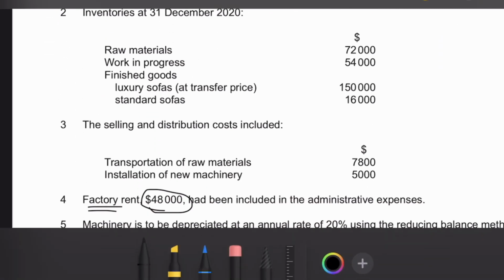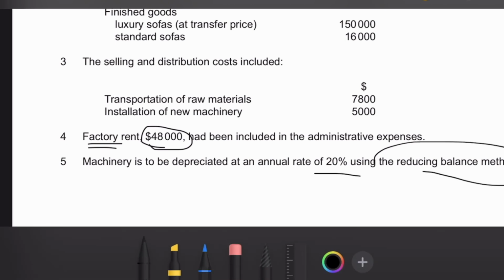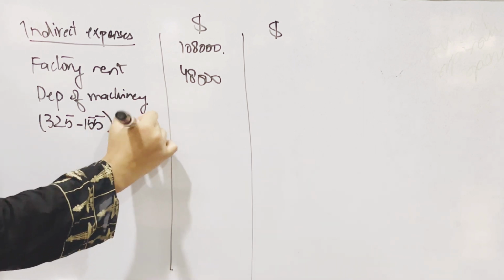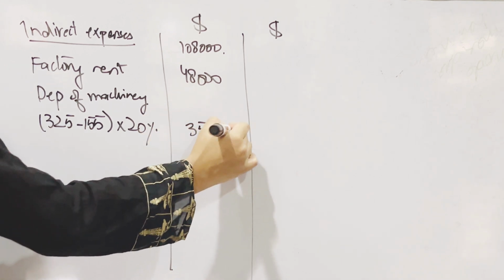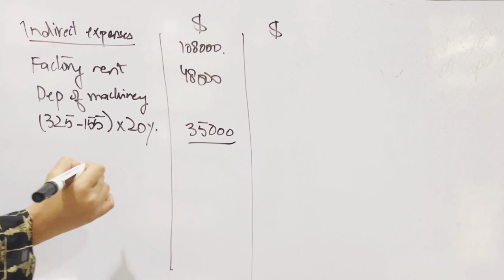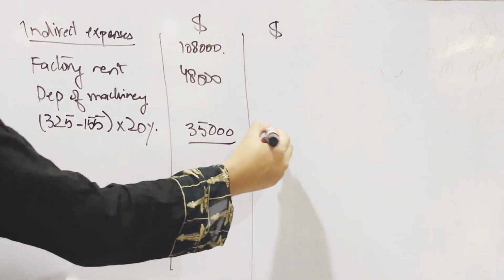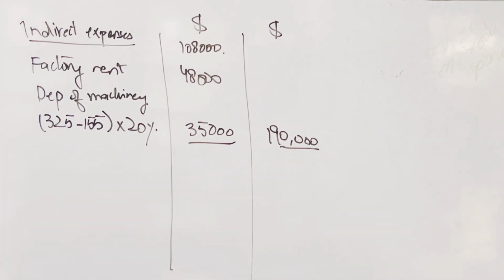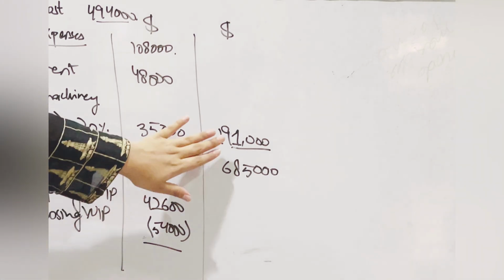They said the 20% reducing balance method will be used. So we have 325, and you're supposed to subtract 155, the cumulative depreciation brought down, and apply 20%, hence it is going to be 35,000. So the total of the indirect expenses will be 190,000. After the calculation of the indirect expenses, the total is 191,000.